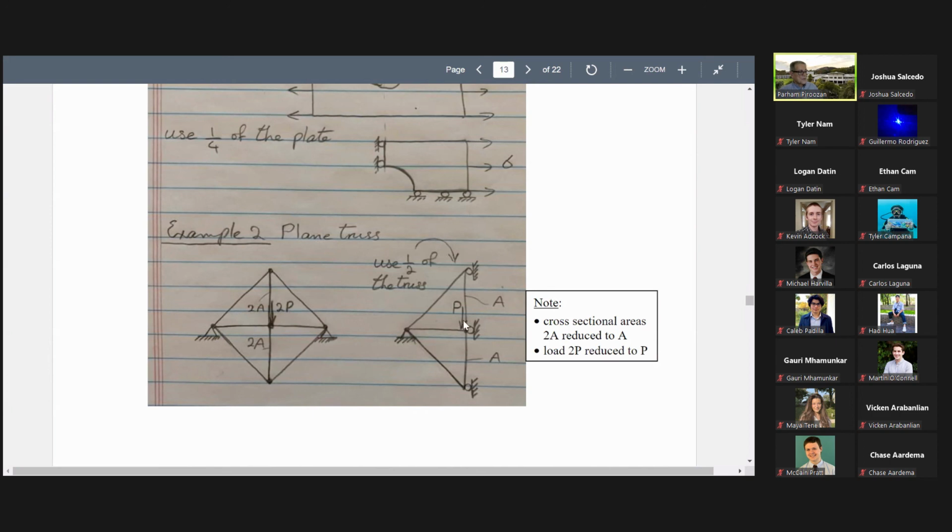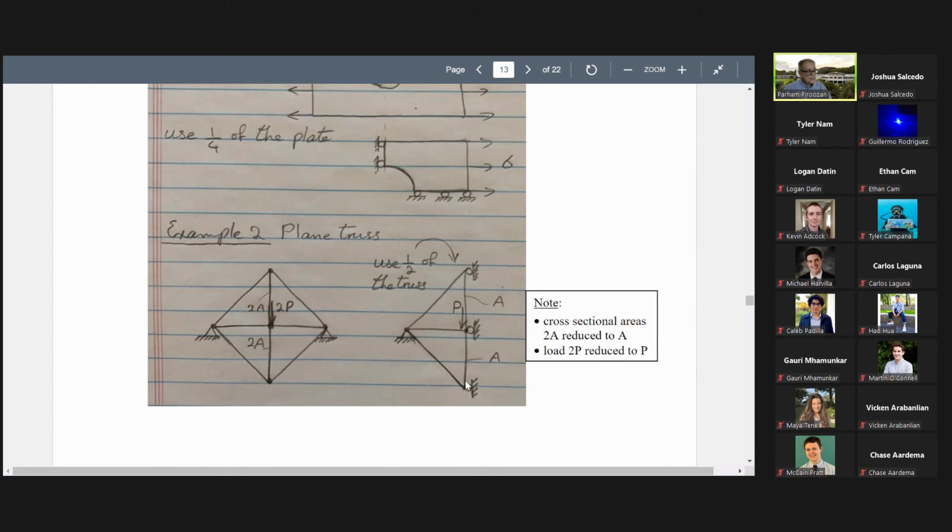If you consider half of this structure, remember this load 2P, half of this will be taken by the left side and half by the right side, and the areas 2A and 2A we also need to divide in half. So yes, we can consider this vertical axis of symmetry, but apply P here, and this will be the cross-sectional area, and these nodes will be on rollers.